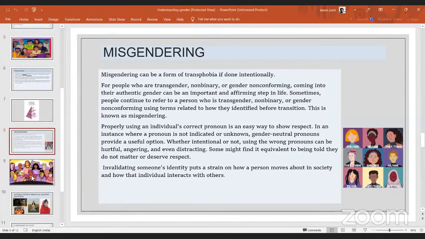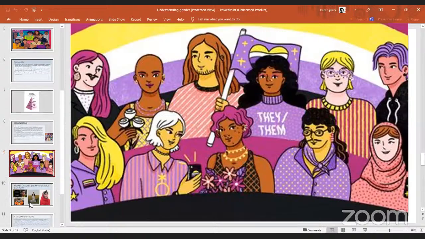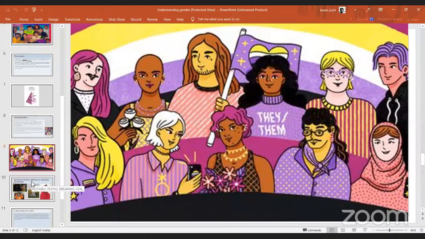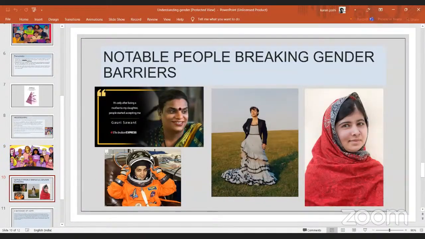As today's topic is about understanding gender, there are always some barriers and obstacles for this. But there are some notable and famous persons who break these barriers, who prove these stereotypes false. One of them is Gauri Sawant, who adopted a child as a trans woman.